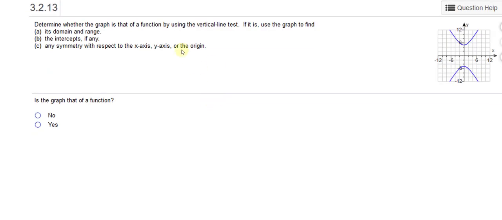Determine whether the graph is that of a function by using the vertical line test, and then find the domain and the range, and then any symmetry. Okay, so if I place the vertical line test, it cuts more than 1 point, right? So not a function.